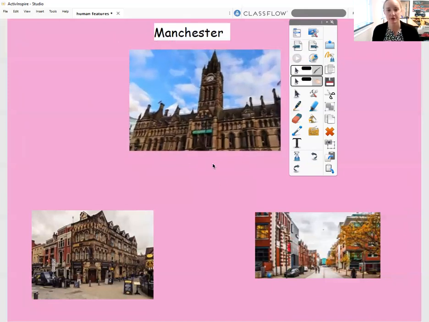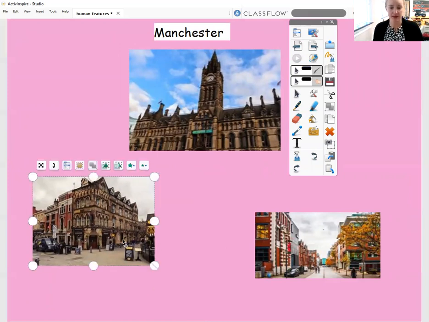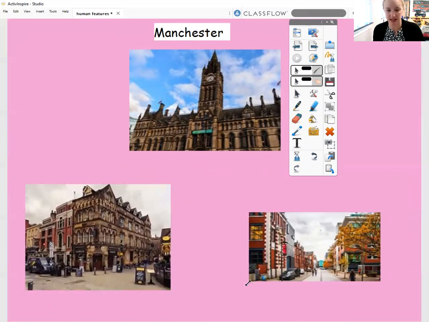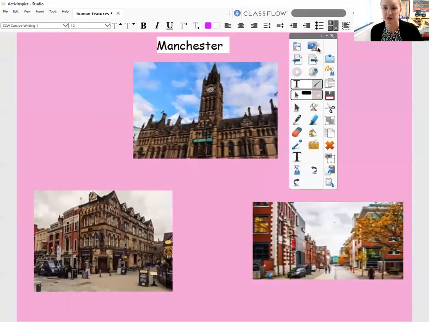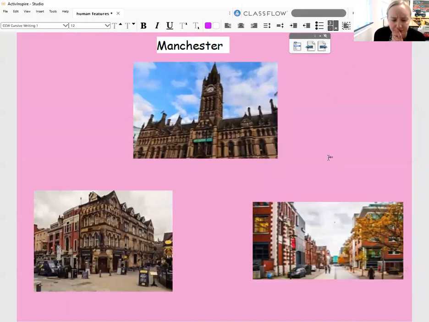I've got a large picture here of a place in Manchester. I've also got a picture down here and a picture here. I want you to spend a couple of minutes just thinking, what human features can you see in these pictures? Well, I can see a tree, but that's a physical feature, not a human feature. Okay, I've got my first one. So I have got here a cathedral. So I can see that in Manchester there's a cathedral. What else can you see?